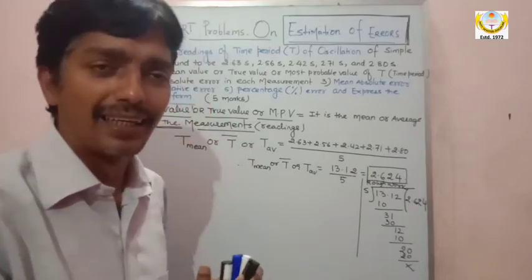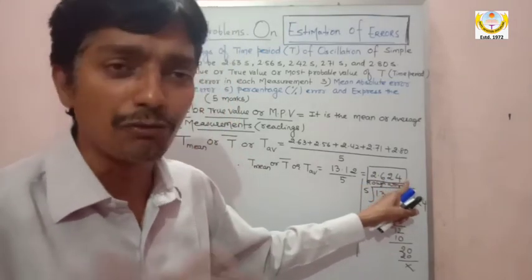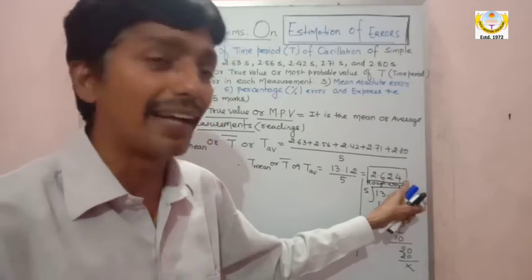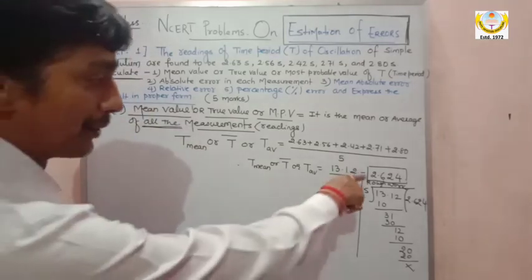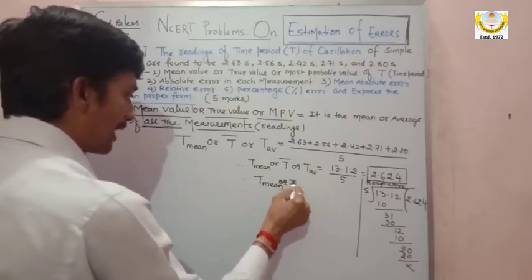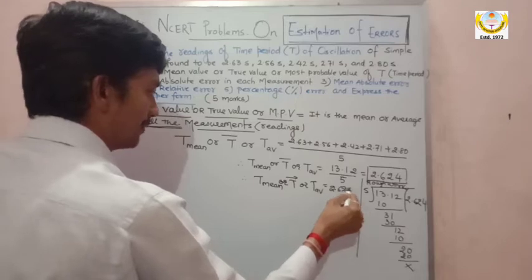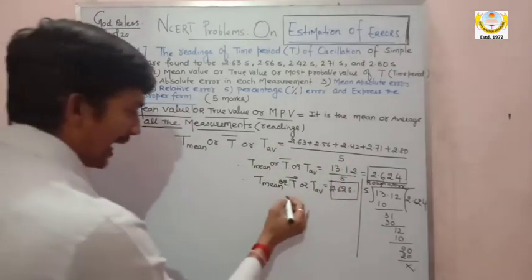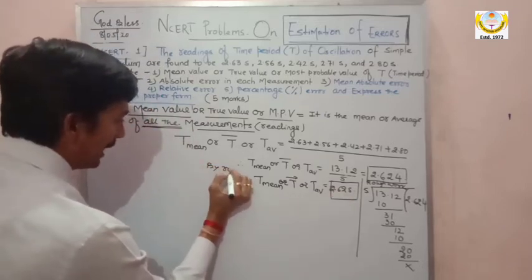So what should I do? I will round off this answer, and after rounding this answer, no doubt the last digit is 4. It is less than 5. You all can see. So no doubt, sir, this last digit can be ignored because it is less than 5. So what is the final answer? When I ask you to keep 2 digits, the final answer will be T mean or T bar or T average is equal to 2.62 second. 2.62 second, my dear.